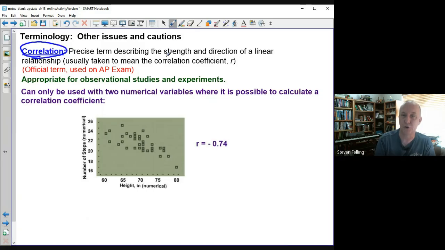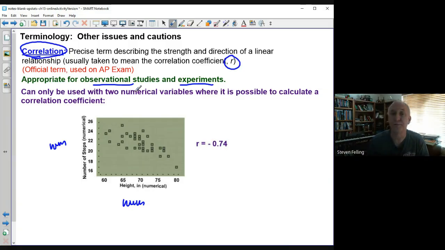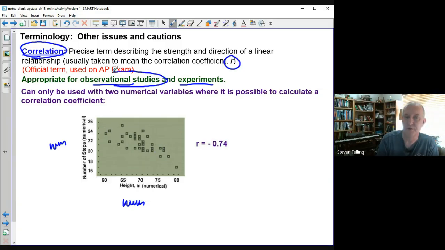Correlation is the correlation coefficient R. That's only for 2 numerical variables, right? So that's specific, okay? However, the data could be collected either as an experiment or an observational study. It doesn't matter, because we're just analyzing if there's an association. If it comes from an observational study, we can't imply cause and effect. We can imply cause and effect if it's an experiment that collected the data.